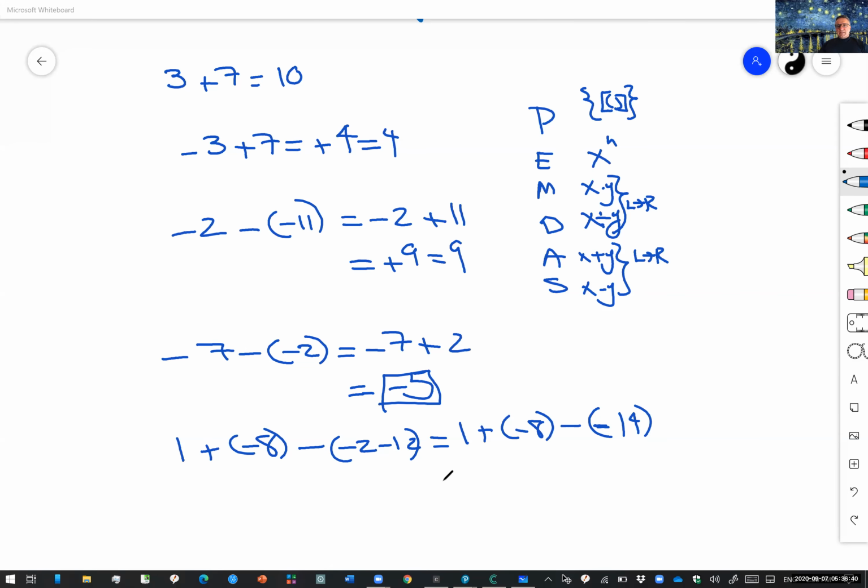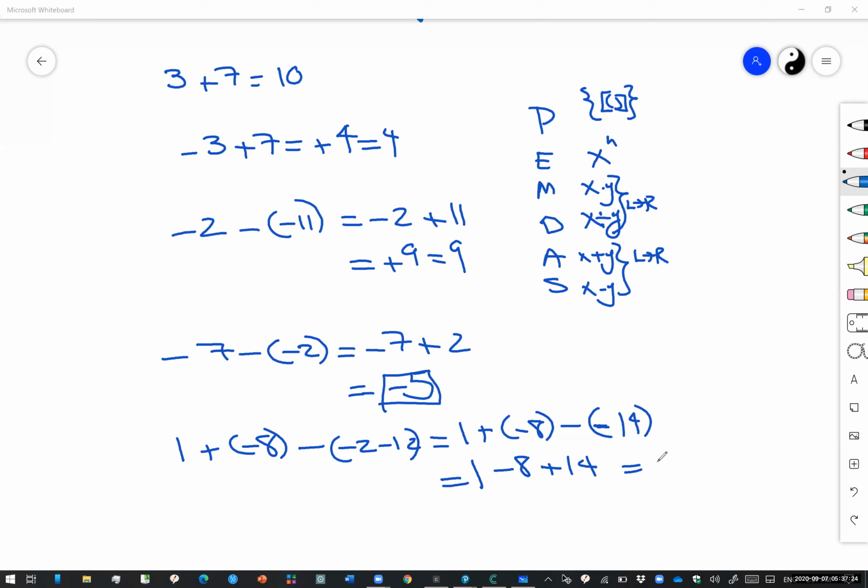Now let's get rid of the parentheses. So we get 1. What's positive times negative? Negative. So minus 8. And what's negative times negative? Positive. So plus 14, right? So now 1 minus 8, take care of that. They're different signs. What's the operation? Positive 1 minus 8. You're combining two numbers with different signs. What's the operation? Subtraction.